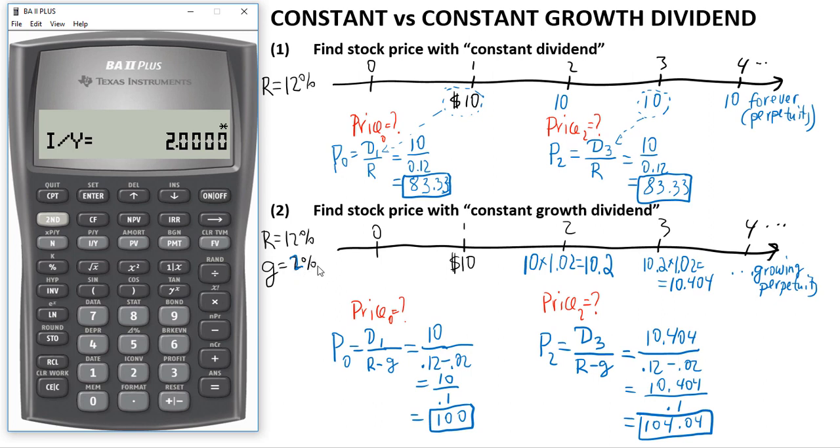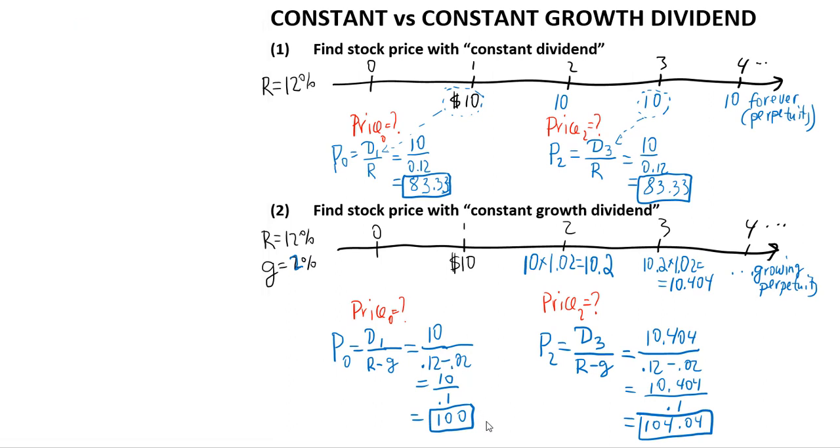And this will always be the case, right? So going from price 0 to price 1 implies that the price increases by 2% per year, which is just like the growth rate in dividends. And it's an important detail to remember. So the price goes up at the same rate at which the dividends will be increasing.